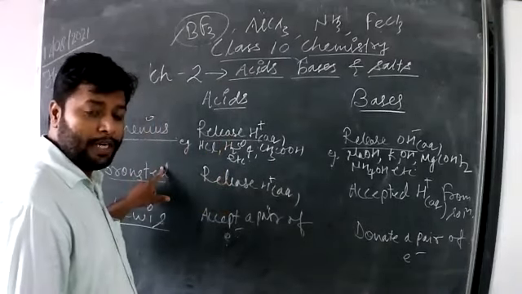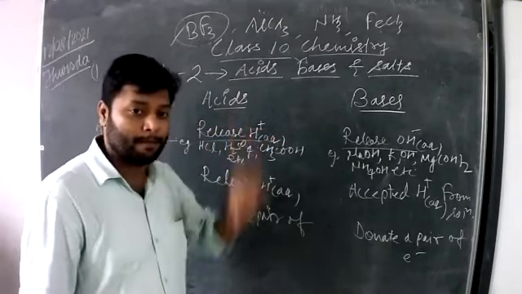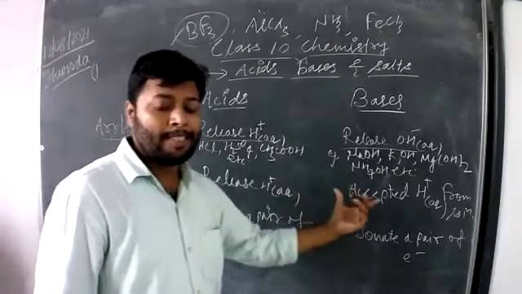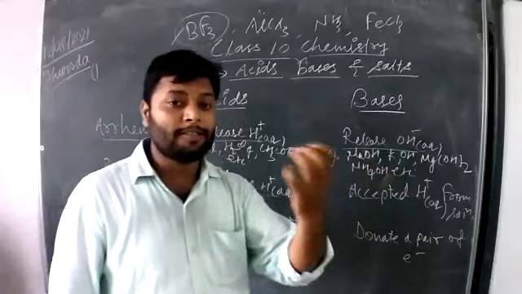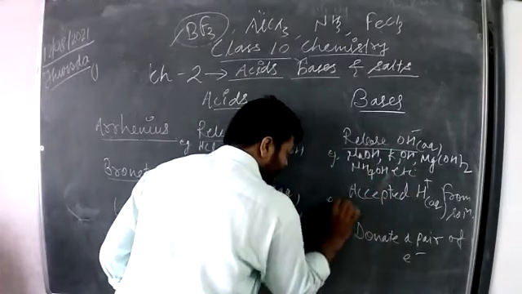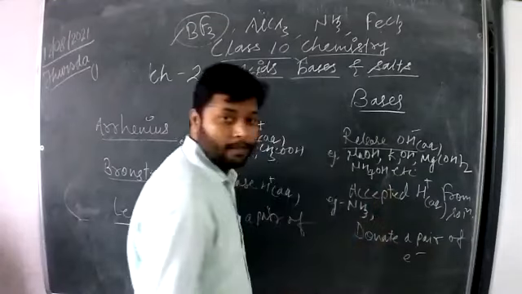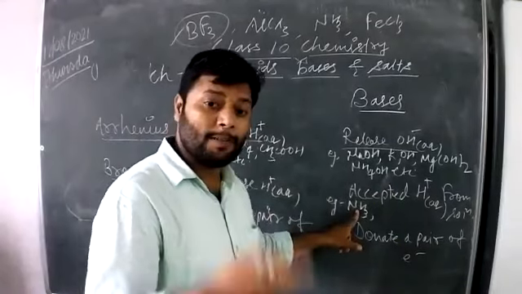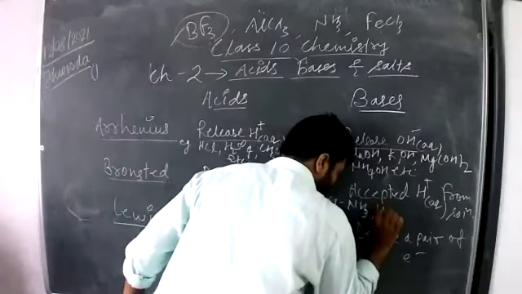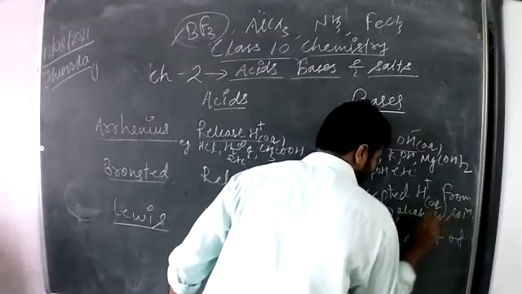So according to Bronsted, the character of acid will be similar to the character of the Arrhenius acid. But there is some difference in the concept of bases. Bases must have a tendency to accept H plus. For example, he gave ammonia, having tendency to accept H plus, not to release H plus. Water, alcohol, etc.